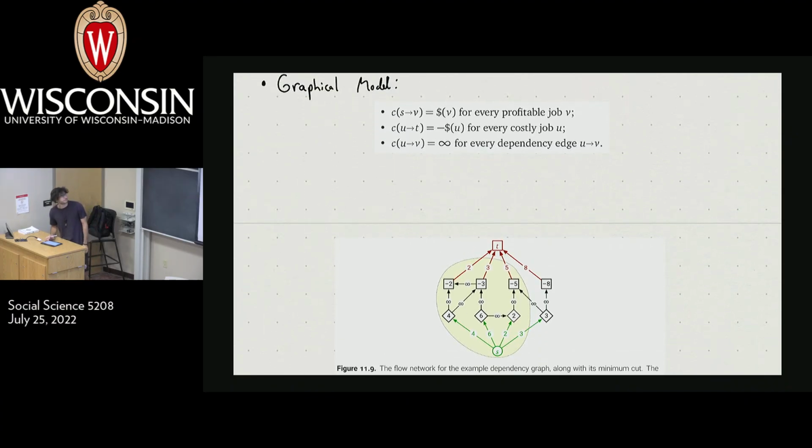So what are we going to do? We're going to define our capacities. We'll have an edge from S to V with a positive capacity for every profitable job V. So if the profit of V is positive, we're just going to make that the capacity of the edge from S to V. Otherwise, if it's negative, then we're going to make the edge go from that node to T instead. And we'll just take the negative of it as the capacity. And at the very end, we don't really care about the edges between jobs, so we'll just make those infinity.